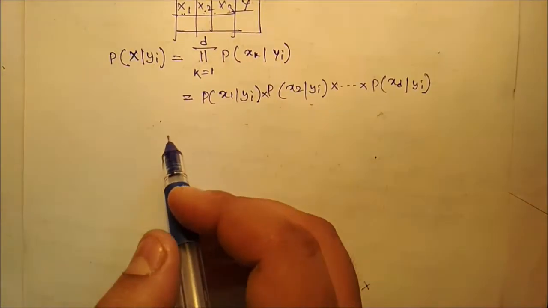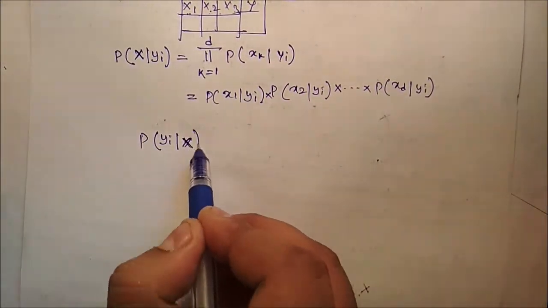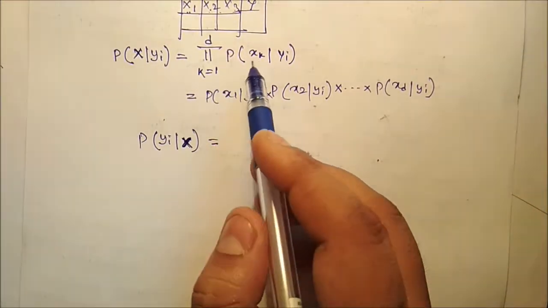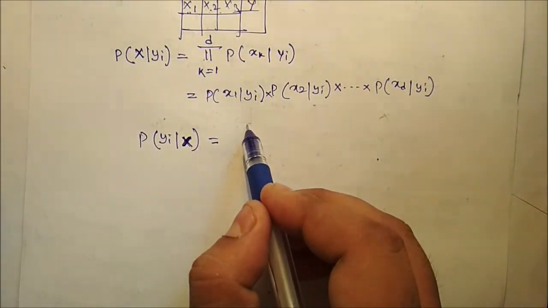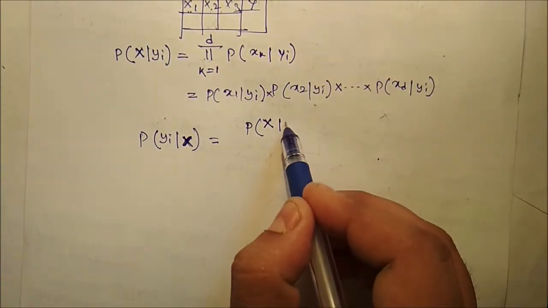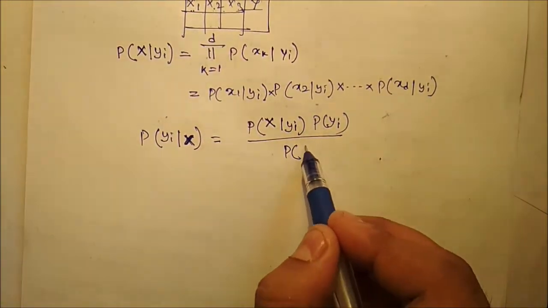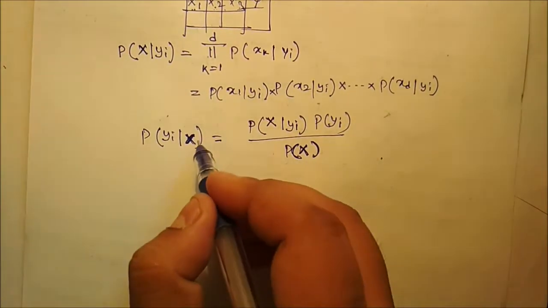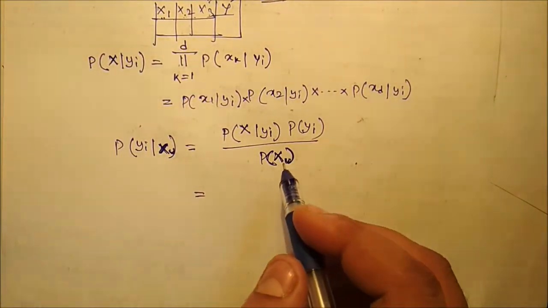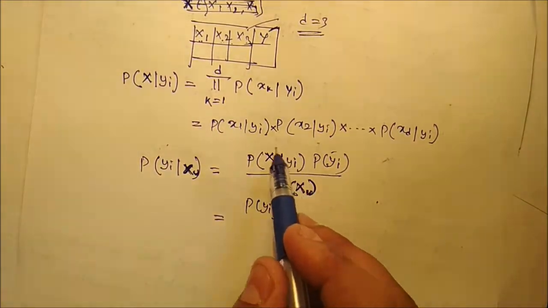For Bayesian classification, we have to write P(y given x), which is the posterior probability, and then P(x given yi) times P(y), divided by P(x). Assume x is unknown data. The denominator is constant in every case. So we write P(yi) for this part, and for the other part we can write the product for k equal to 1 to d of P(xk given yi).